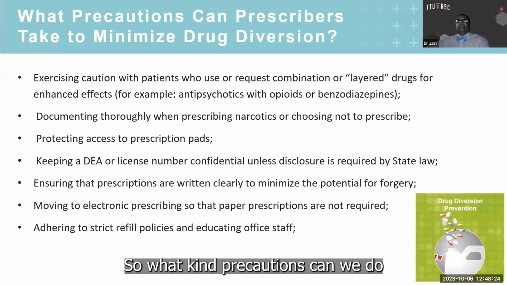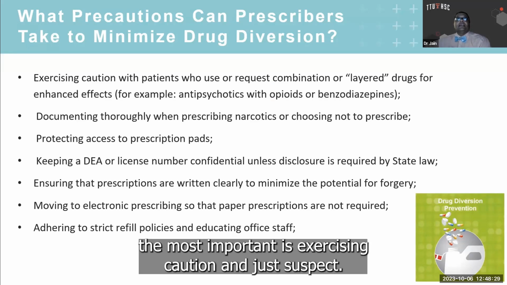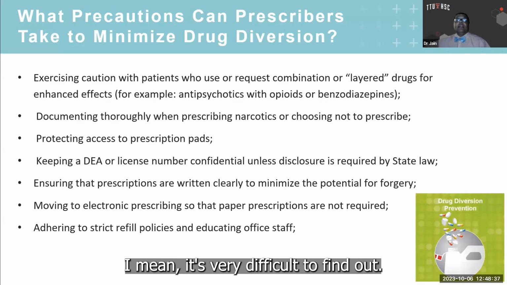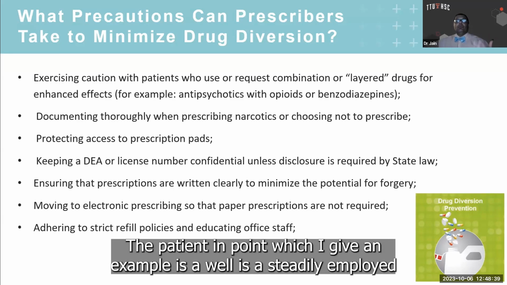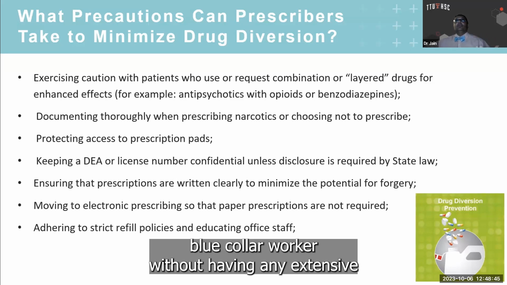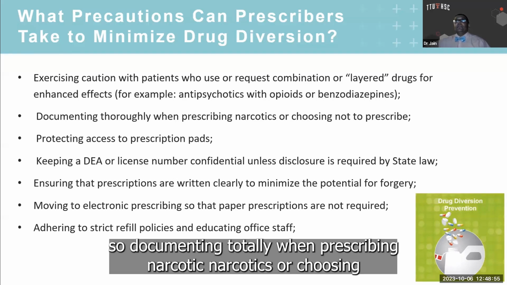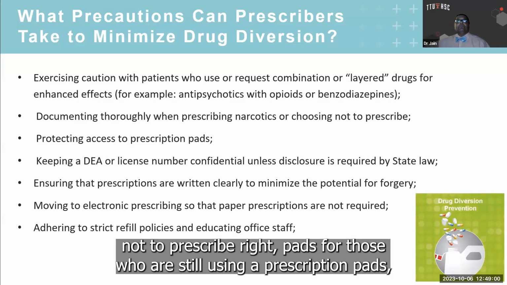So what kind of precautions can we take? The most important is excessive caution with patients. We suspect all patients, right? It's very difficult to find out. The patient in point, which I gave as an example, was a steadily employed blue collar worker without any extensive history of substance abuse, and was doing such practices. So document thoroughly when prescribing narcotics or choosing not to prescribe.